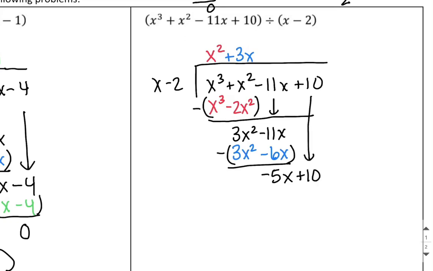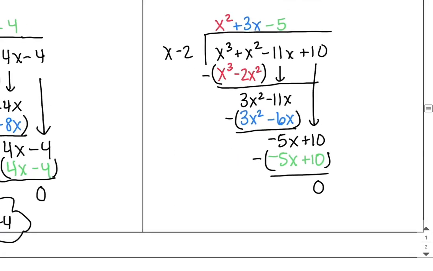I'm going to ask myself, how many times does x minus 2 fit into negative 5x plus 10? And the answer is negative 5 times, or that's what I have to multiply x minus 2 by to get negative 5x plus 10. And just to check, negative 5 times x gives me negative 5x. Negative 5 times negative 2 is plus 10. I'm subtracting this to see what I have left over to take care of, and I have nothing left over. So the answer is just that expression on top, x squared plus 3x minus 5.